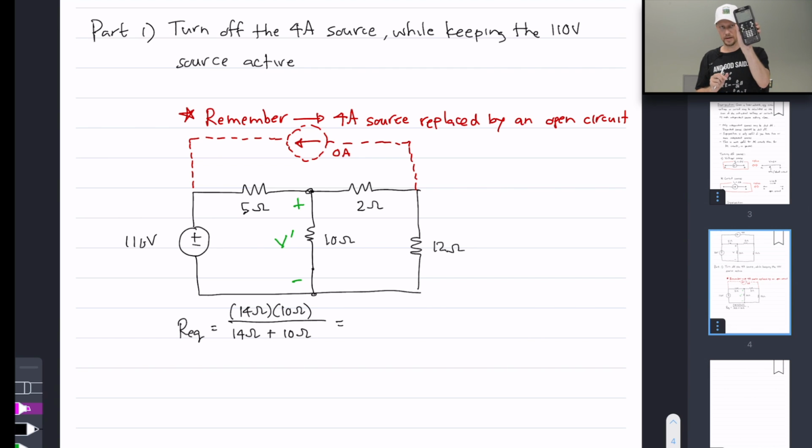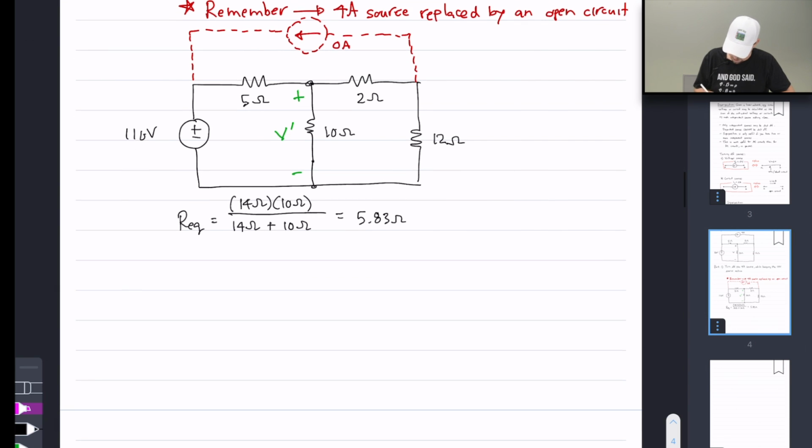I have a calculator here. I can't calculate that in my head. So it is 14 times 10 divided by 28, actually 24, I'm sorry. So 14 times 10 divided by 24. And that gives us a value of 5.83 repeating ohms. So I'm just going to carry it out to that digit like this.